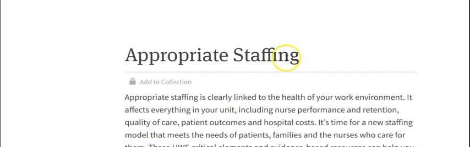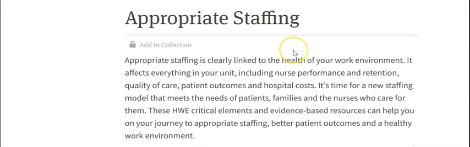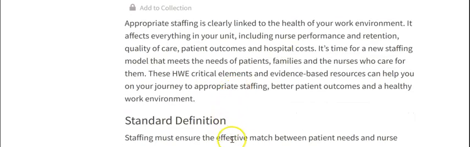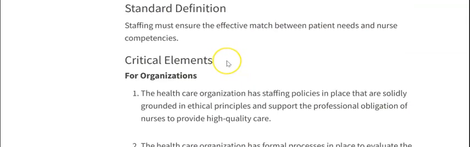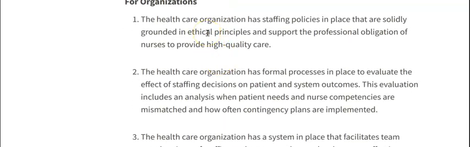I'm going to click on appropriate staffing because I want to show you what I found that I thought was pretty impressive. So they talk about what is the definition. What did the AACN mean when they said appropriate staffing? What are the elements? Now, these HWE standards from the AACN were originated in 2005. They were updated in 2016, and each standard has the definition, but it has an action. What are the actions for organizations? What are the actions for individuals?